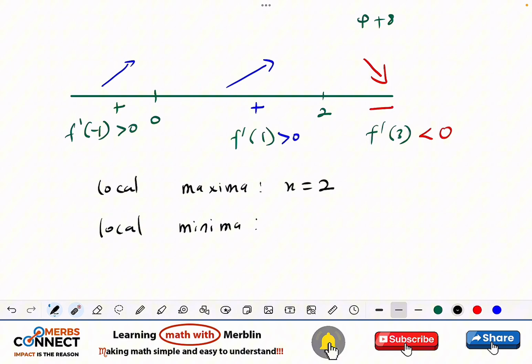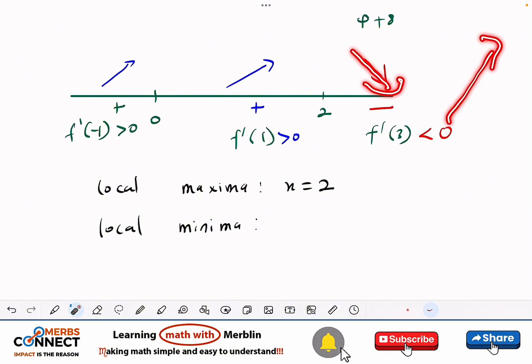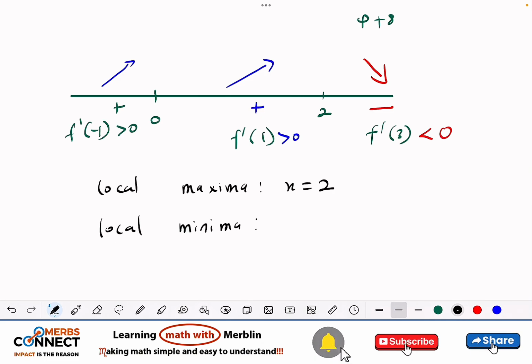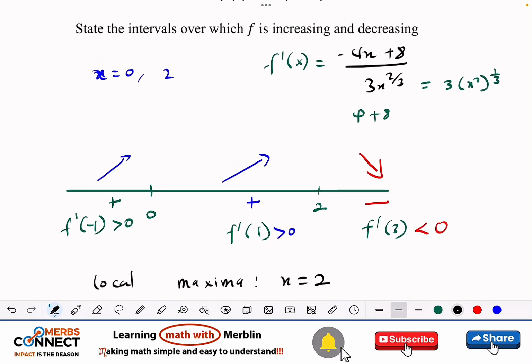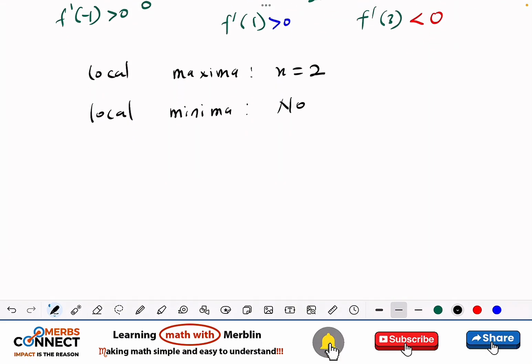But do we have local minimum? No, because local minimum should be going with decreasing and increasing, and we don't have any decreasing before increasing. So it means that there is no local minimum. So we don't have local minimum. So no local minimum, right? Good. So that is basically the local maximum and minimum.